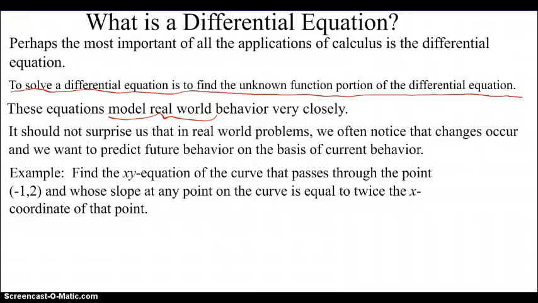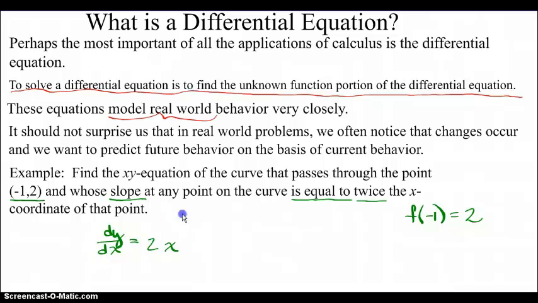So let's work an example here. Find the xy equation of the curve that passes through the point (-1, 2), and whose slope, what is that? dy/dx, at any point on the curve is equal to twice the x coordinate at that point. Well, there's a differential equation right there. It gives me a differential equation in words, and it gives me a point that is on the function f. It tells me f of -1 is 2.